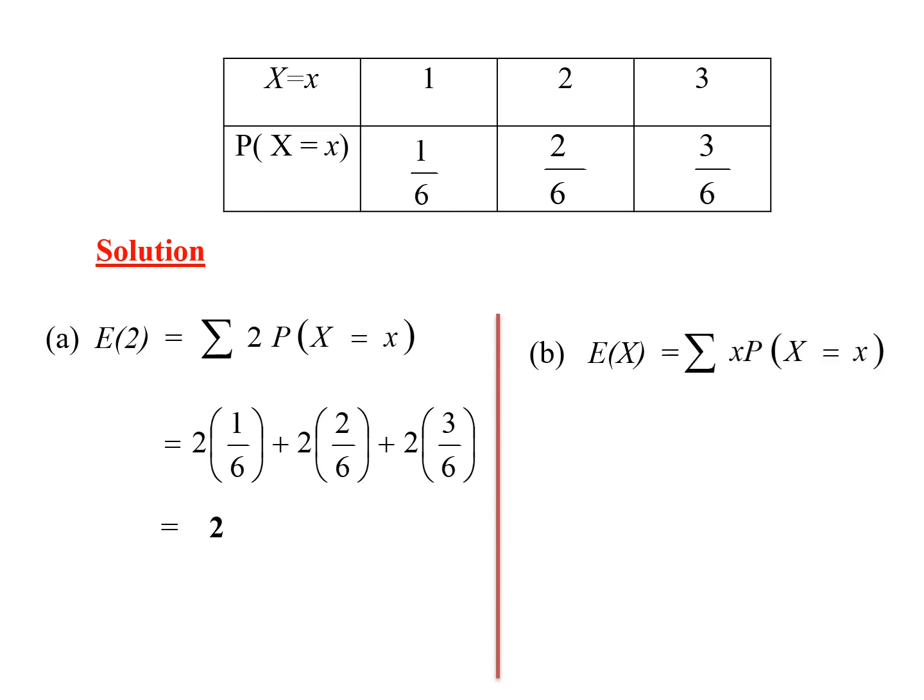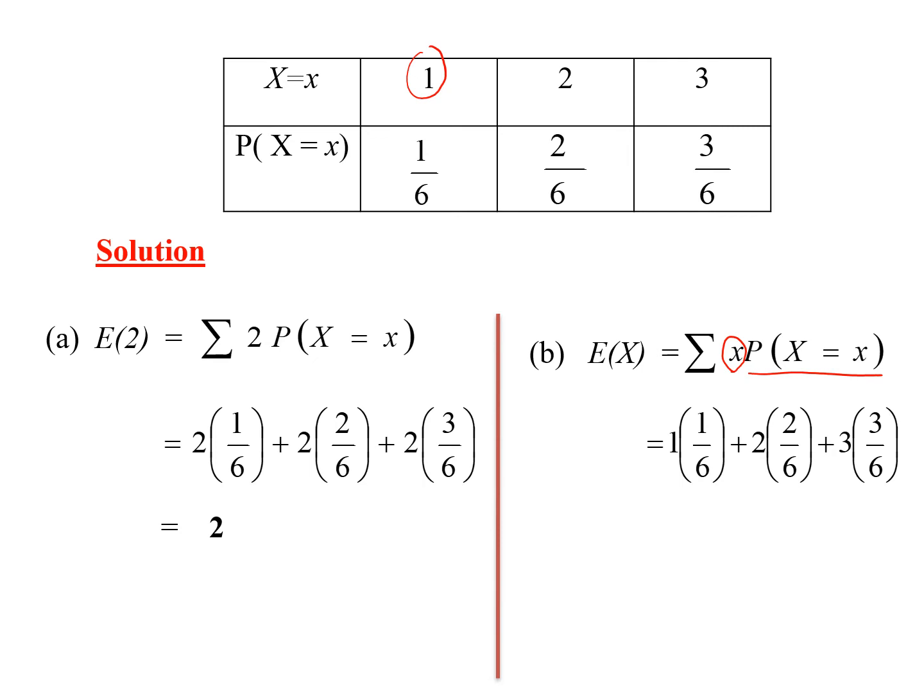For E(X), we use the formula summation of x times the probability. So for x is 1, our probability is 1/6 for the first term, plus x equal to 2 times the probability 2/6, then x equals 3 times the probability 3/6. For the summation, we will get 7/3 as our answer for E(X). That also represents our mean.